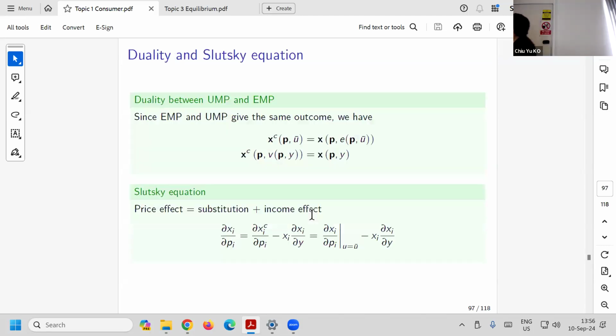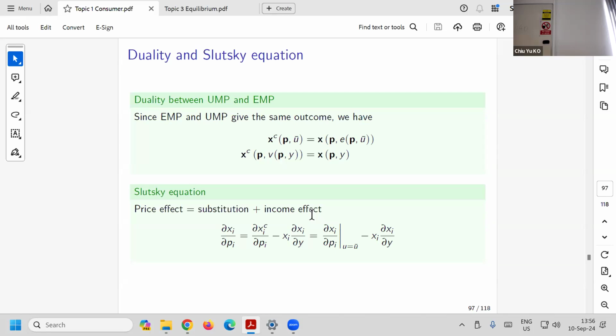So here comes probably the very last part before we do consumer surplus: how we connect the two problems. How we connect the UMP and the EMP, and how the Hicksian demand and the Marshallian demand are related. Later you will see it called the Slutsky equation, but we can explain it in terms of a graph.